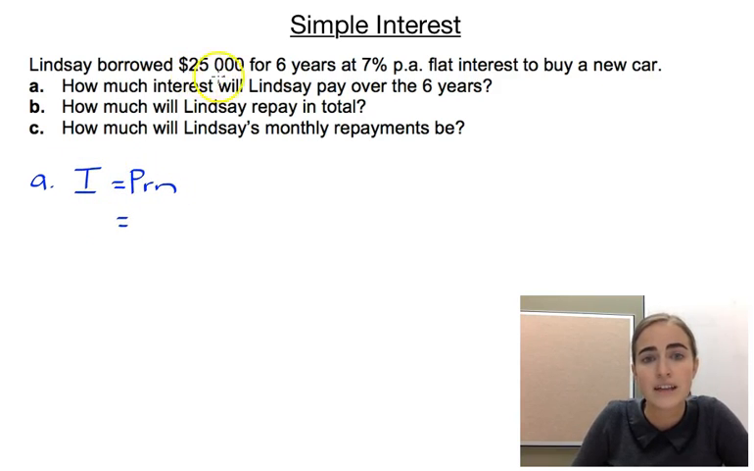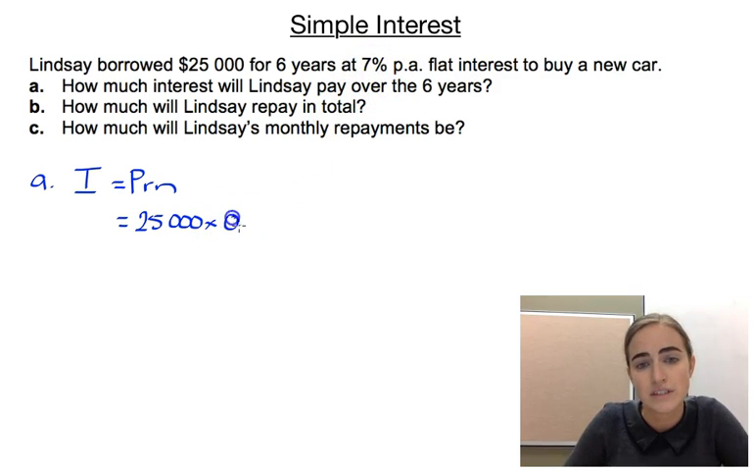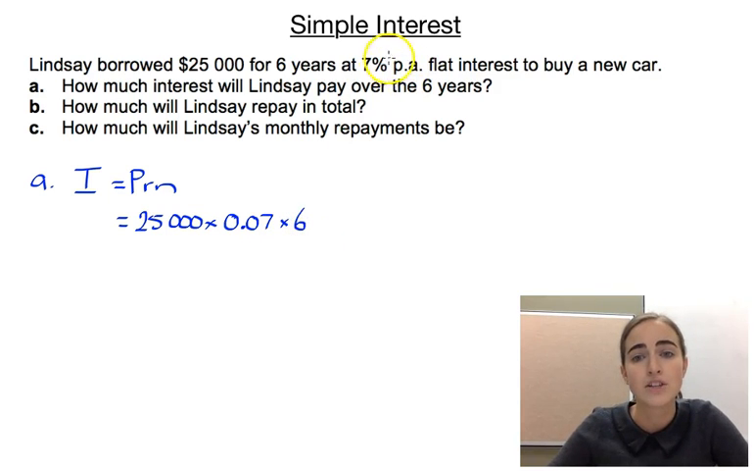Our principal is $25,000. Our rate is 7%. 7% as a decimal is 0.07. And our time period, so our N, is 6 years. It's really important to make sure that our rate and our number of time periods are in the same units. So in this, 7% is per annum or per year, and we've got years as well. If it's not, we need to convert them to something.